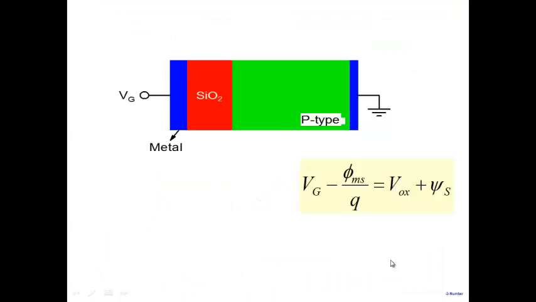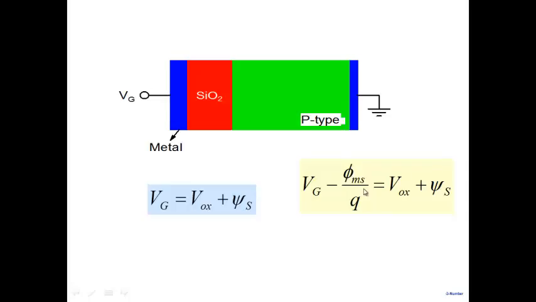Now very quickly, a minor point which sometimes we miss. If I look at this particular diagram here, I just said, and we all agreed, that for the MOS system, VG minus phi ms by q is the effective voltage, and that's equal to the drop in the oxide plus the drop in the semiconductor. So that's the fundamental equation.